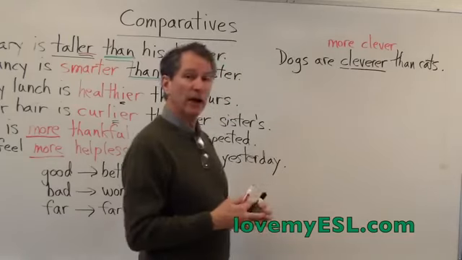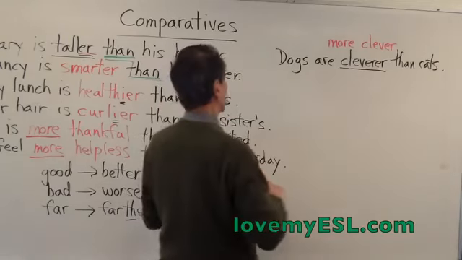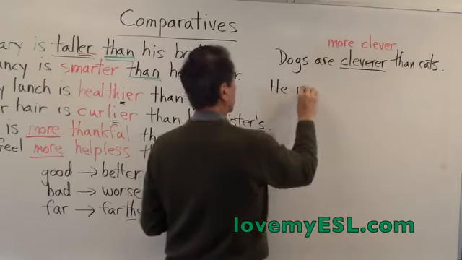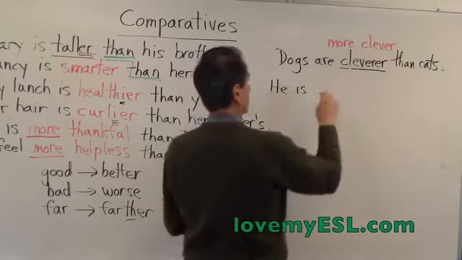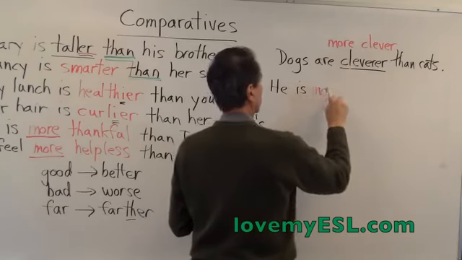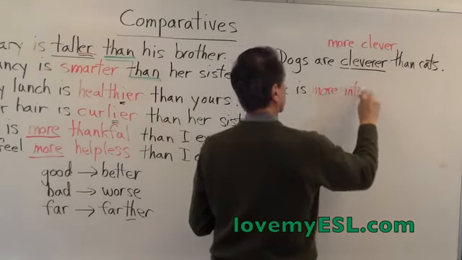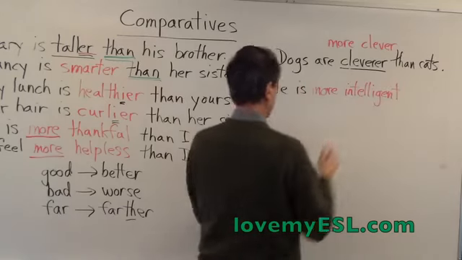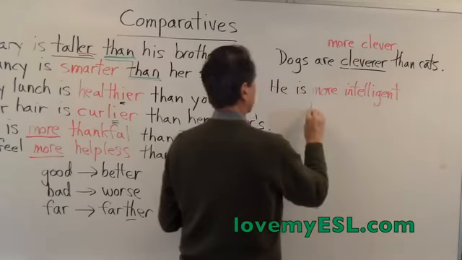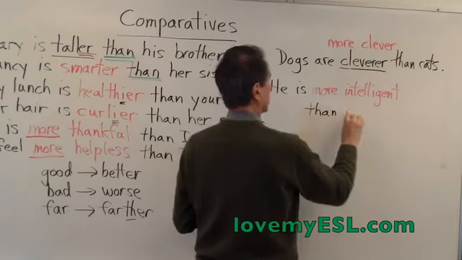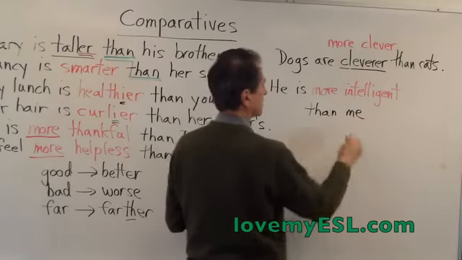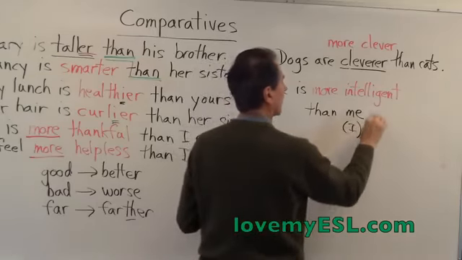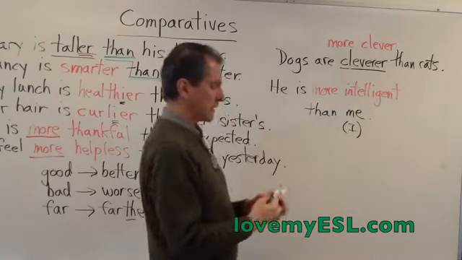Okay, if you have a longer adjective than that, like intelligent, you can say he is, let's do this in red, more intelligent than me. He is more intelligent than me. You can say me, some people say I, than I, but I find I is too formal. I like me much better. He is more intelligent than me.